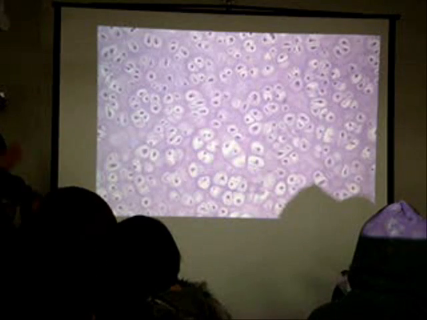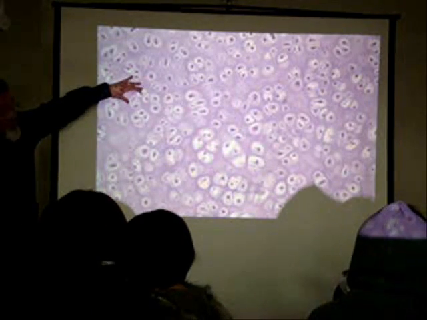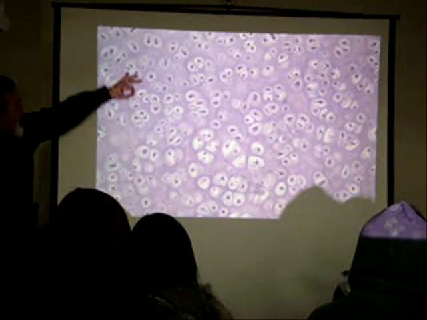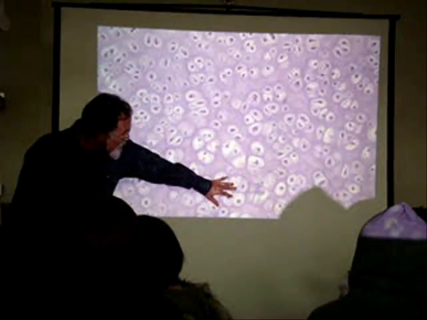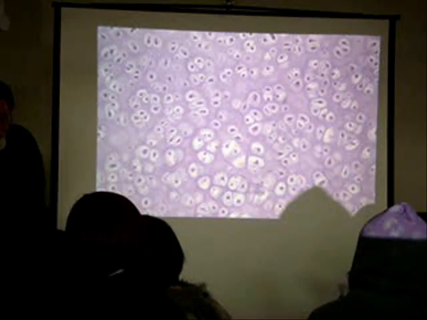Here you get another shot of hyaline cartilage. Here, look at this tetrad. These two divided into the daughter cells. It lets you know that it's actively growing.